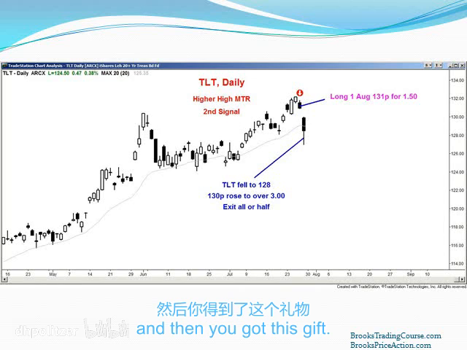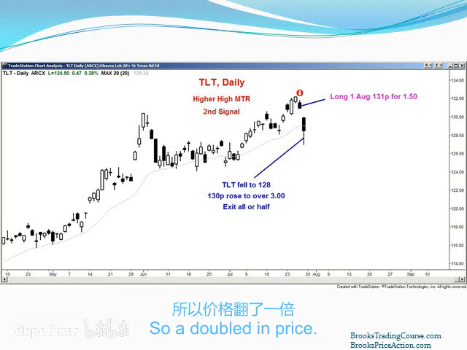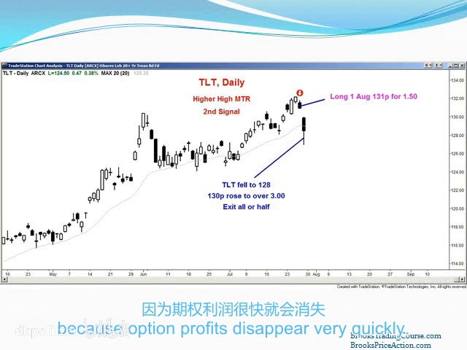Alright, so you bought your put there, and then you got this gift, a big gap down and a big bear bar through the moving average. Your put now is over $3, so it doubled in price. In general, I don't like to get greedy with options because option profits disappear very quickly.